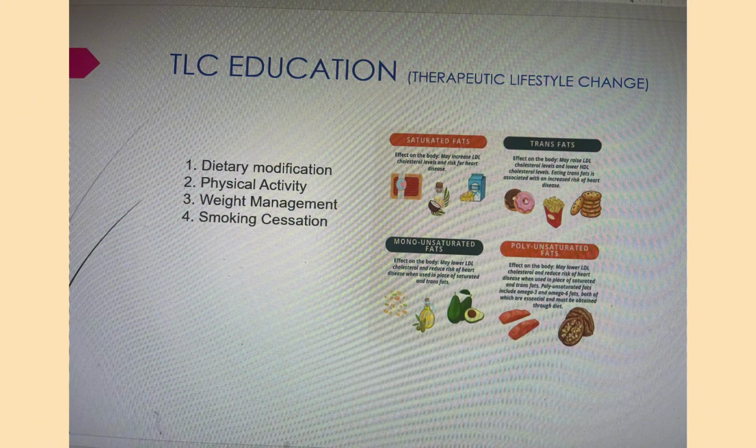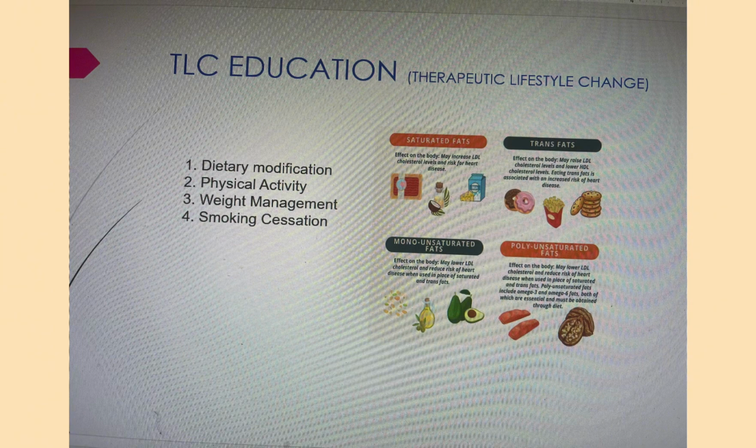So what that means is that saturated fat should be taken less often or avoided, like beef, pork, red meats, palm oil and coconut oil, cheese, butter, and whole cream milk. Then avoid trans fats like donuts, cookies, deep fried items, and fries.